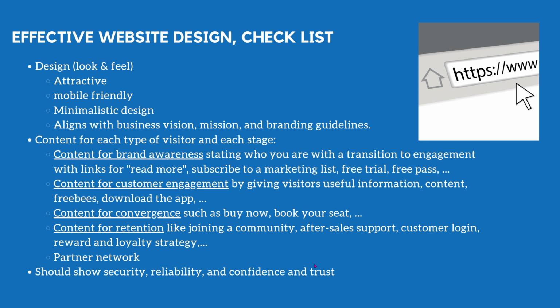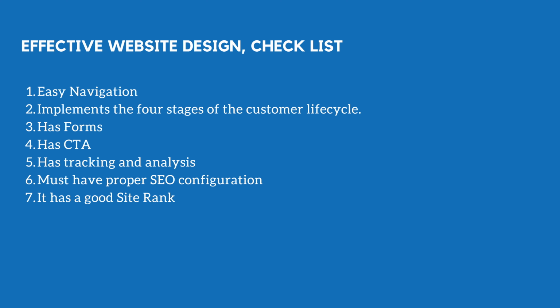When you browse any website, make sure the navigation is easy. It implements the 4 stages of the customer life cycle. Every website must have forms. I don't imagine a website without forms, 99.99% perhaps. It must have call to actions, CTAs, those buttons. We're going to cover them in the next chapters. It has tracking and analysis, and as we mentioned, it should give you very good ranking.